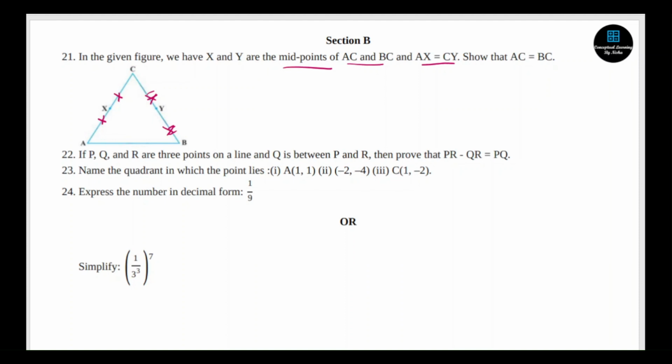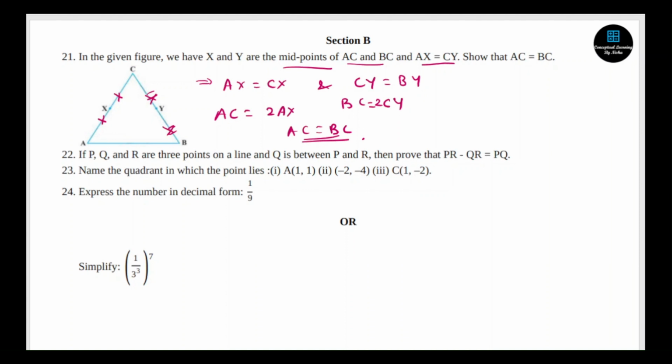So see how you can write the steps for this. X and Y are midpoints of the sides of this triangle, which is given. Therefore, you can say AX equals CX and CY equals BY. But AX equals CY is given. So you can simply say that AC is 2AX and BC is 2CY. But these two are same. So AC equals BC. Very easy question, right?